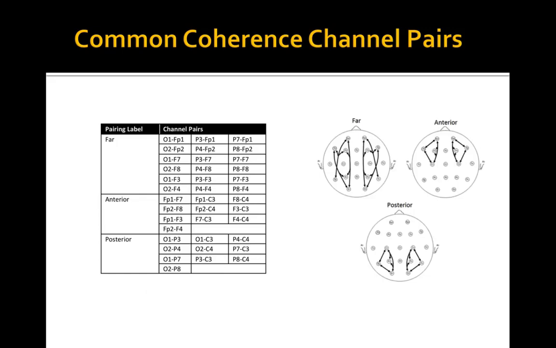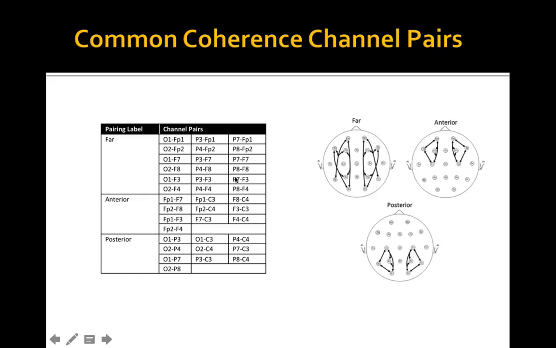These are some common coherence channel pairs. These are defined in one of the readings that I assigned. We can talk about bar coherence, which is often also referred to as long tracts. In other words, this would be across the brain, and it's usually done from front to back. Anterior would be done in the frontal part of the brain between, say, frontal and middle channels, and then posterior would be done in the back part of the brain with the occipital lobes.